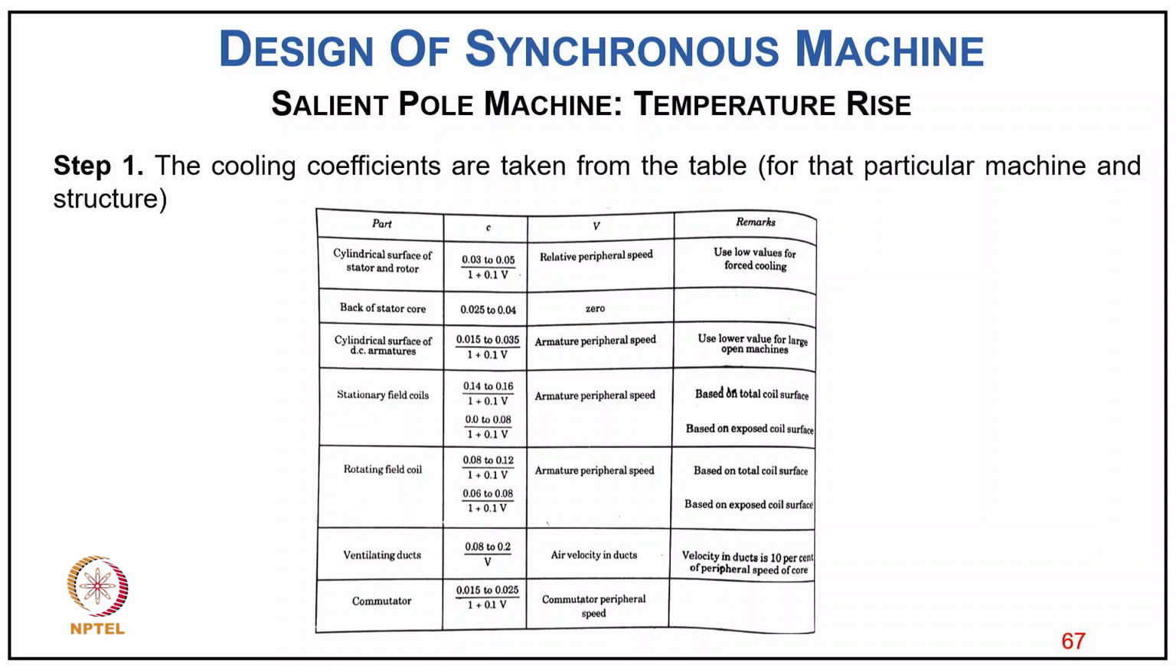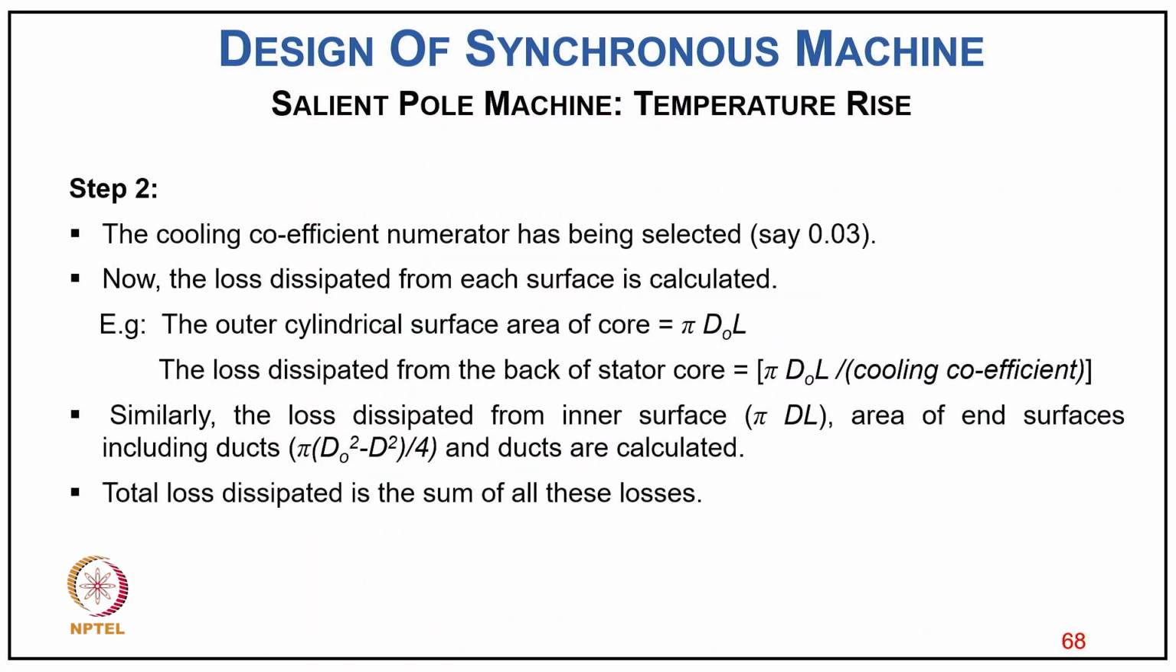Now, calculation for temperature rise. Step 1: the cooling coefficients are taken from the table for a particular machine and structure, I mean a cylindrical surface structure. The cooling coefficient C is given depending on the peripheral speed, with different relations, so you can select the appropriate formula from this table. Now as step 2, the cooling coefficient numerator has been selected, say as 0.03.